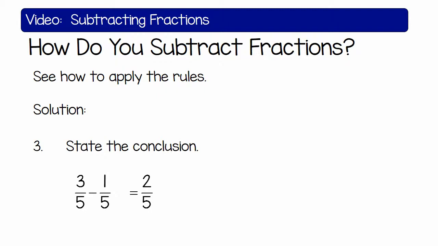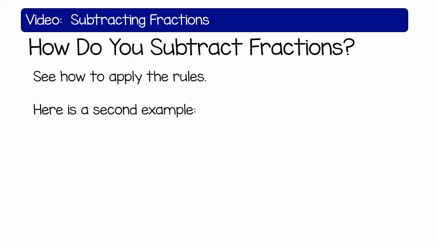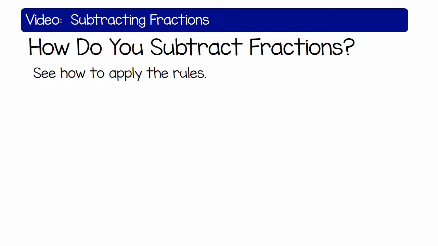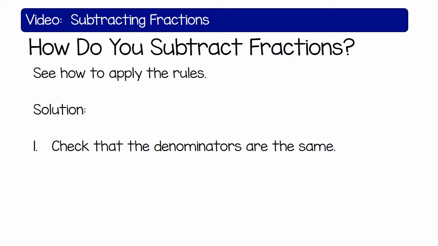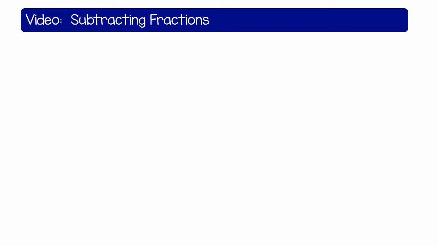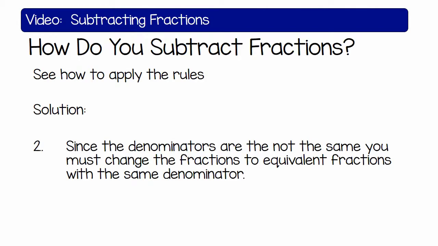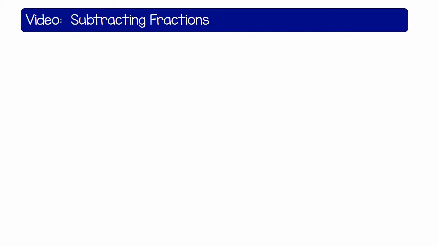Need a more challenging question? Here's example number 2. Subtract 3 over 4 minus 1 over 8. Now, check that the denominators are the same. 3 over 4 minus 1 over 8. Since the denominators are not the same, you must change the fractions to equivalent fractions with the same denominator. 3 over 4 minus 1 over 8.